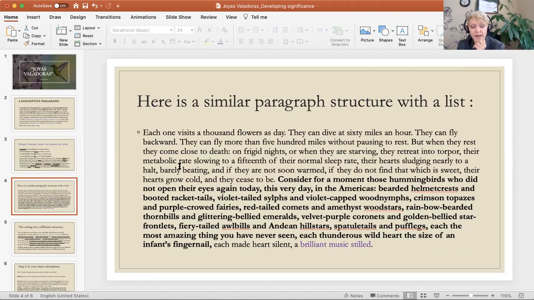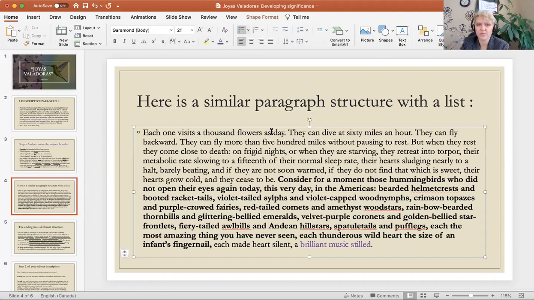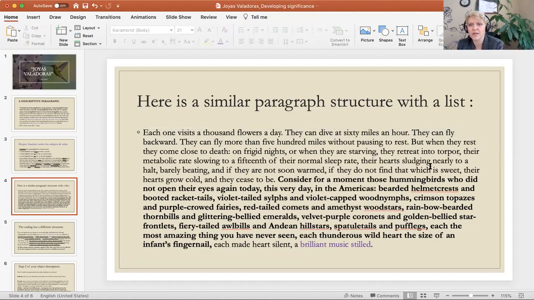Okay. Then we have a paragraph that essentially mimics this structure. If you look at the second paragraph of Joyas Voladoras, it also begins with a kind of list. Each one visits 1,000 flowers a day. I'm not sure why I have so many typos here. They can dive at 60 miles an hour. They can fly backward. They can fly more than 500 miles without pausing to rest. But when they rest, they come close to death on frigid nights and so on. So you have short sentence, short sentence, short sentence, short sentence. And in this construction, the pronoun they is used instead of hummingbird, and it's not quite the same as the a hummingbird's heart repetition, but it recalls that similar structure.